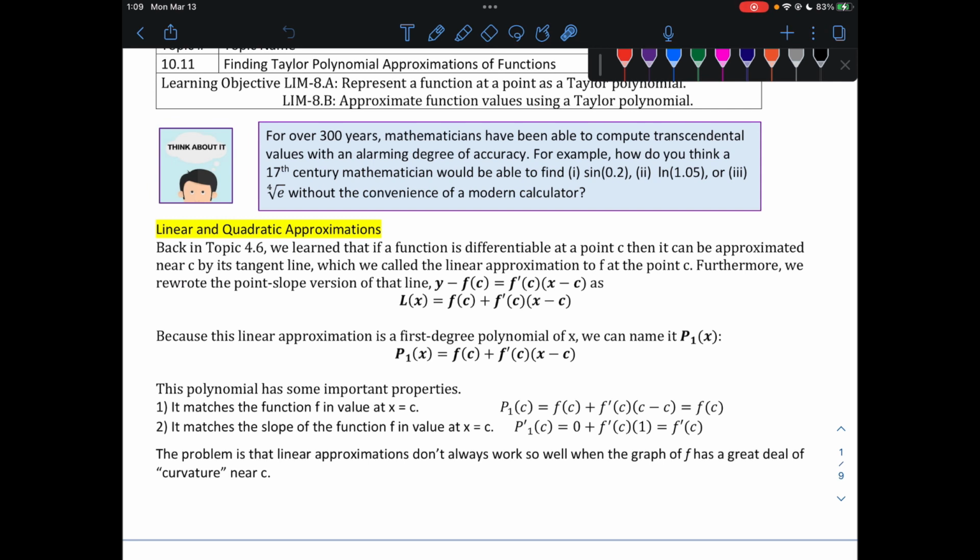This polynomial has some very important properties. One, it matches the function f in value at c. And two, it matches the function f in slope at c. The problem is that linear approximations don't always work well when the graph of f has a great deal of curvature near c.